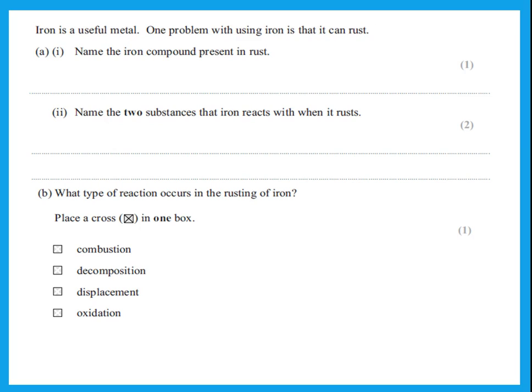Iron is a useful metal. One problem with using iron is that it can rust. Name the iron compound present in rust. We said when iron rusts, it forms iron 3 oxide. Please note here he's asking for the name. There was a previous question that was asking for the formula, but this one is asking for the name. The name is iron 3 oxide.